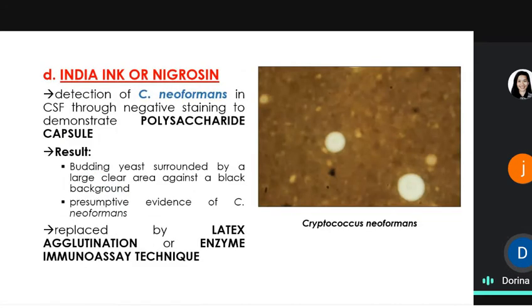Okay, so you have the India ink. You're familiar with this one, the negative staining. Saan ang gamit niya sa mycology is with your Cryptococcus neoformans, as mentioned earlier again. So, kita nyo na kaagad dyan kung paano gagawin.